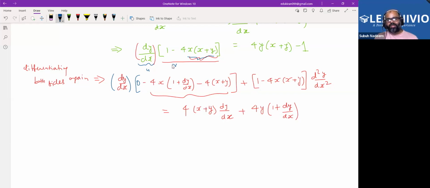Then the second part: u is taken, v is taken as it is, and the first part dy by dx is differentiated as d2y by dx square. So this is what we get. This is equal to, now we have to differentiate this. So (4x plus y) into the derivative of y, and then 4y, and the derivative of x plus y will be 1 plus dy by dx. So this is what we are getting. Okay, sir.